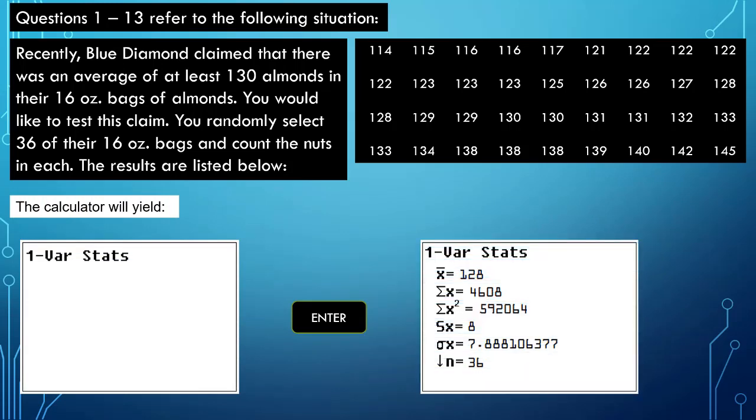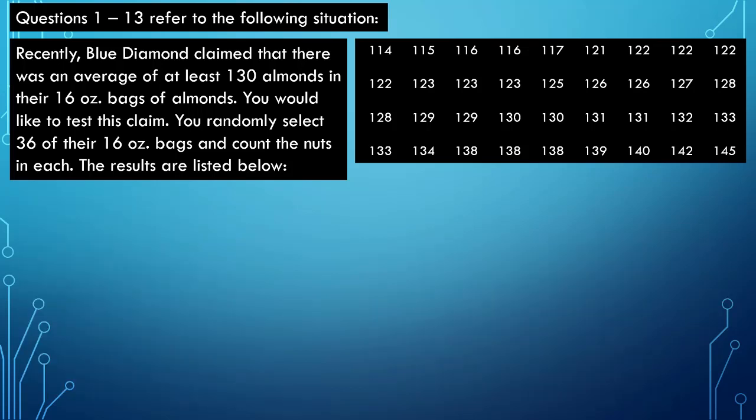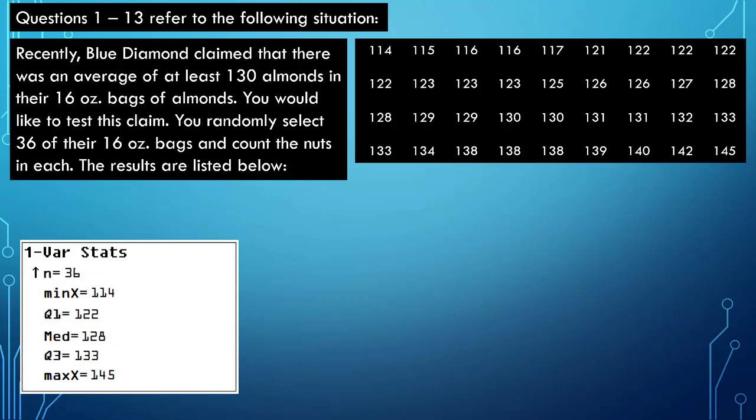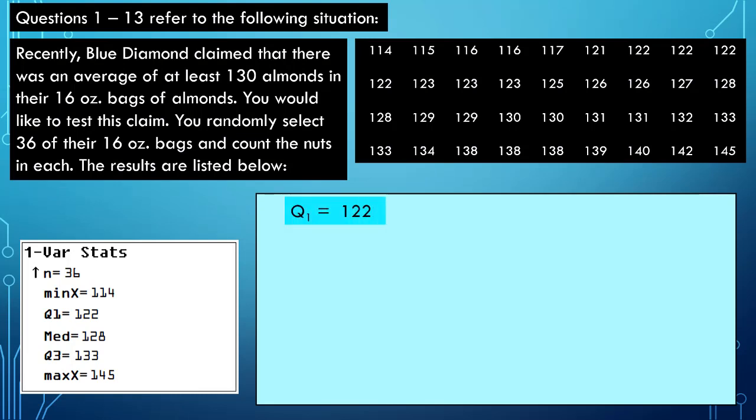So you might say, well, I don't see the quartiles. But what we do see is down at the bottom, there's an arrow that's pointing down. That means there's more data there that we can't see yet. So we're going to go ahead and press our down arrow several times, and it'll take us down to where the screen looks like this. And now we can see the quartiles. So the first quartile is 122. The median, which is Q2, is 128. We already found that. And the third quartile is 133. So that's the first part of this question, find our quartiles.